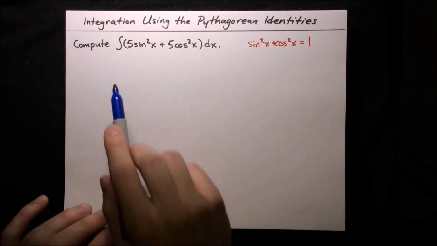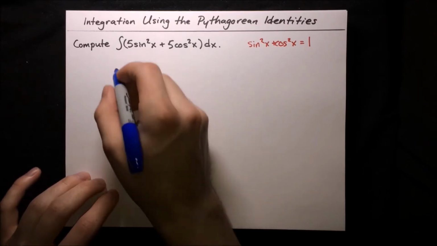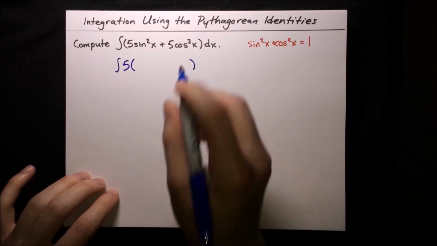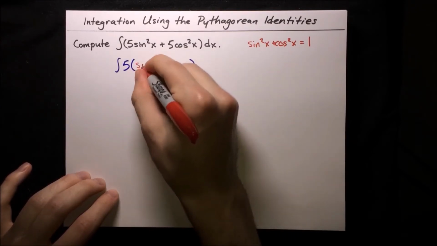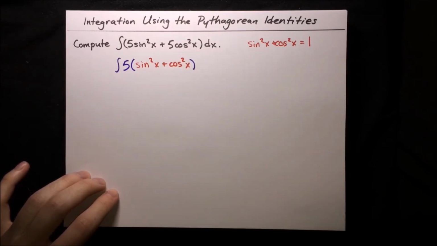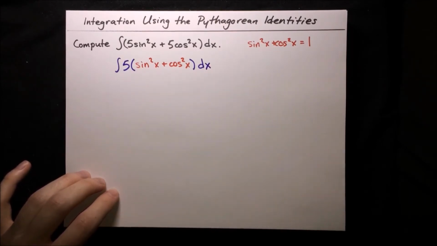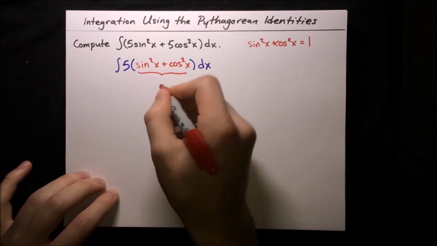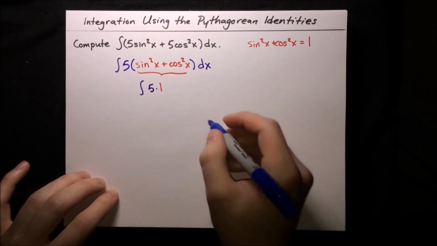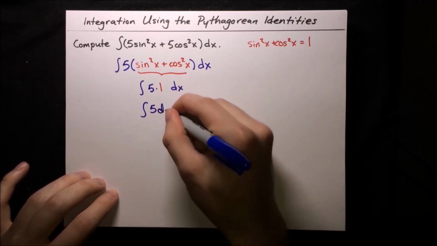So let's write the integral again, but this time let's factor out a 5 from both the sine squared and the cosine squared. So it'll become the integral of 5 times the quantity of sine squared plus cosine squared dx. And now we can simplify this. This inside here just comes out to 1. So it's just the integral of 5 times 1 dx, so just the integral of 5 dx.